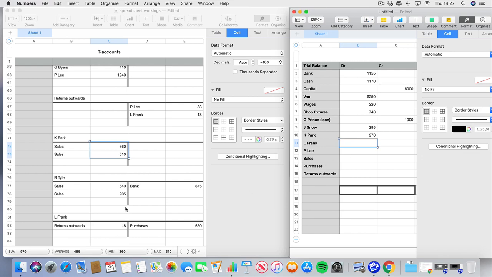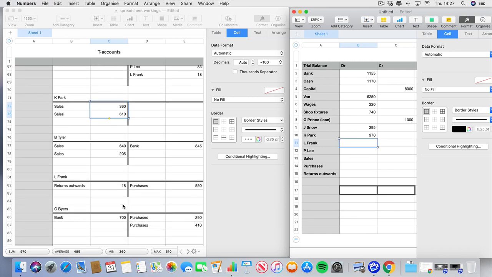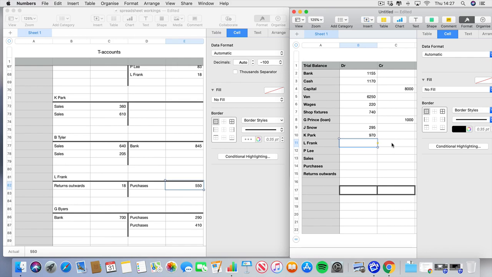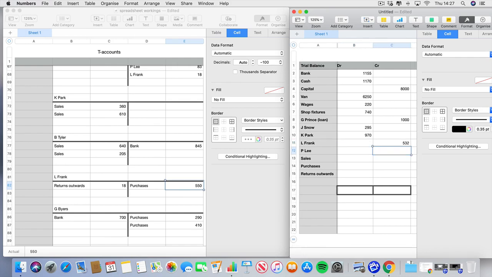Okay, and L Frank. Now, L Frank, if you remember, is a creditor, someone we owe money to. We bought £550 worth of goods, but we sent back 18. So the balance is therefore £550 minus 18 at the end of the period, which is 532. Balancing off every single account would take absolutely ages, and I don't want to waste any more time getting to the trial balance. Hopefully by now you know how to balance the accounts off, but please feel free to go back to get a refresher on how it all works.